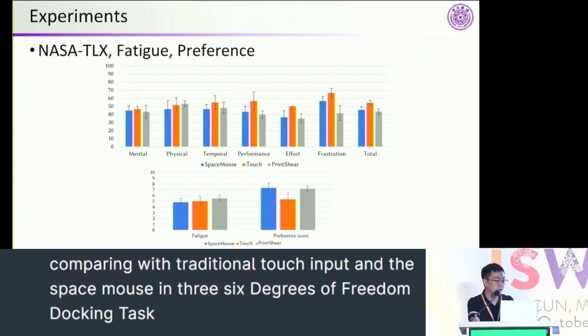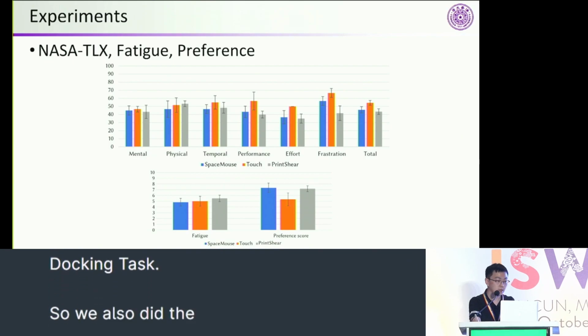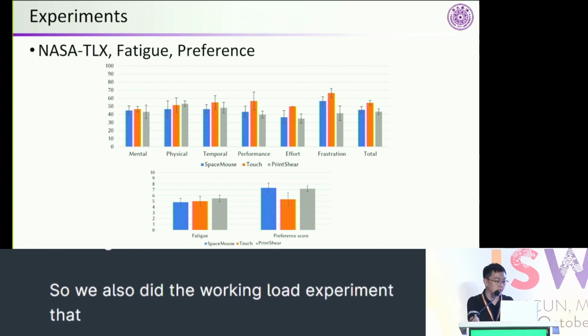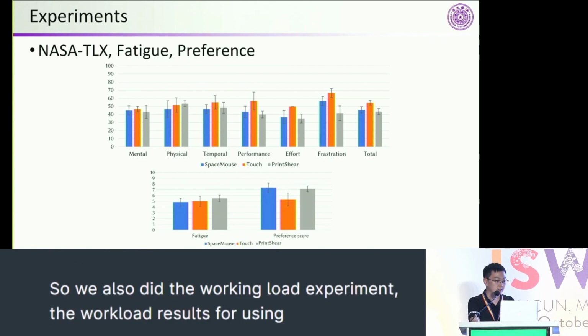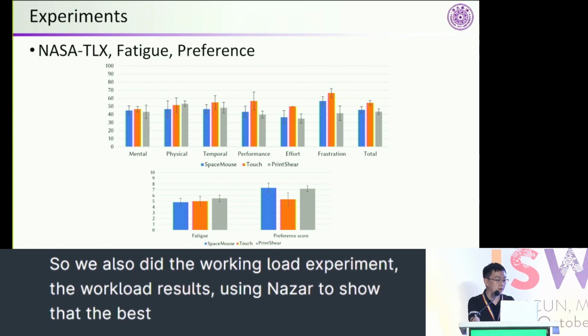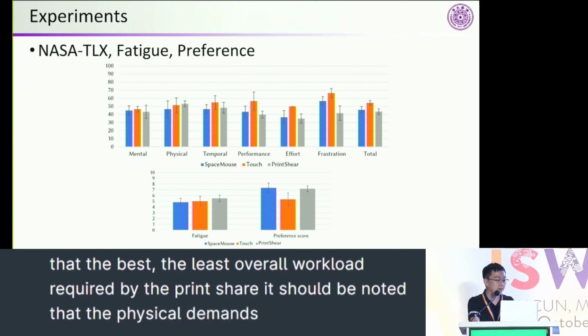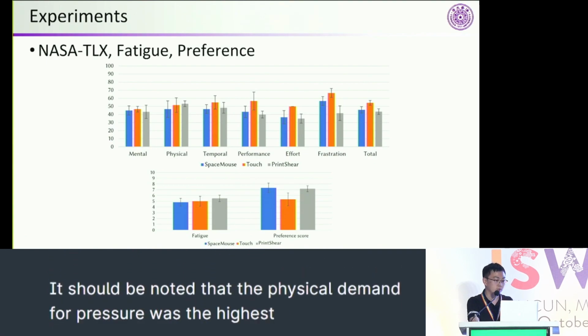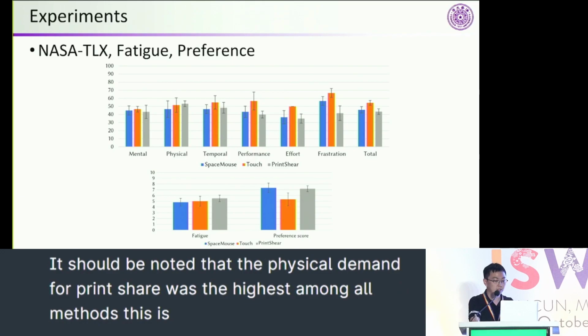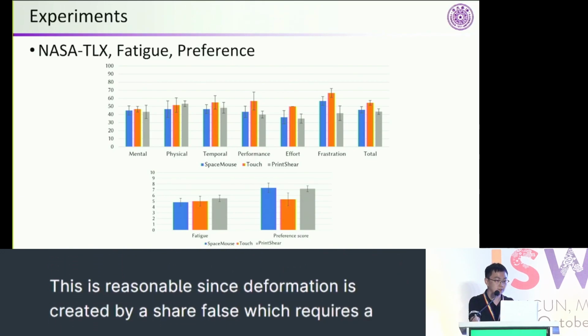We also did the workload experiment. The workload results using NASA TLX show that the least overall workload was required by PrintShear. It should be noted that the physical demand for PrintShear was the highest among all methods. This is reasonable since deformation is created by shear force, which requires a relatively large pressing force.